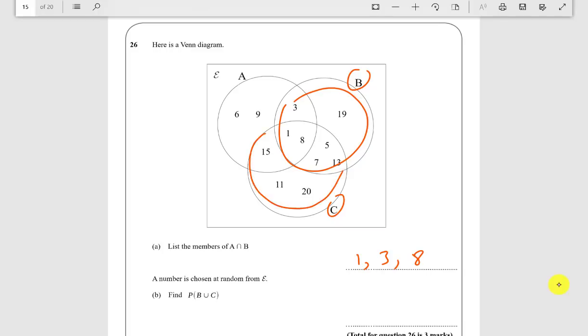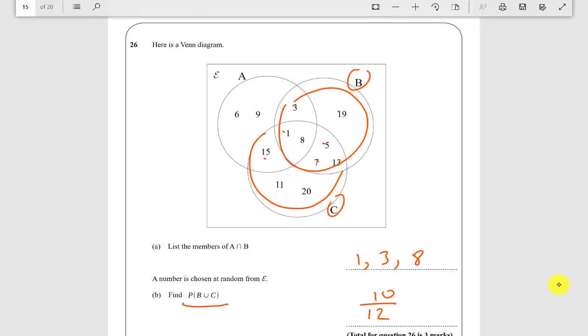So how many numbers do we have? Because it's probability, we need to write down the answer as a fraction or a decimal or a percentage. So let's write it as a fraction. Let's have a look how many members are in B and C altogether. So we've got 1, 2, 3, 4, 5, 6, 7, 8, 9, 10. So we have 10. And out of how many altogether? So we have 10 here, and 2 here, so it's 12 altogether. So the probability of B union C is 10 out of 12.